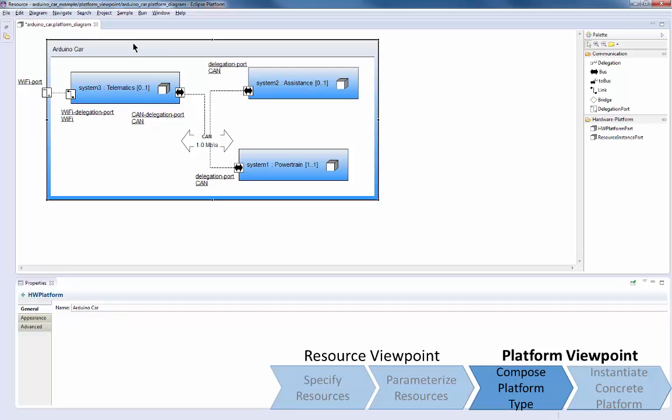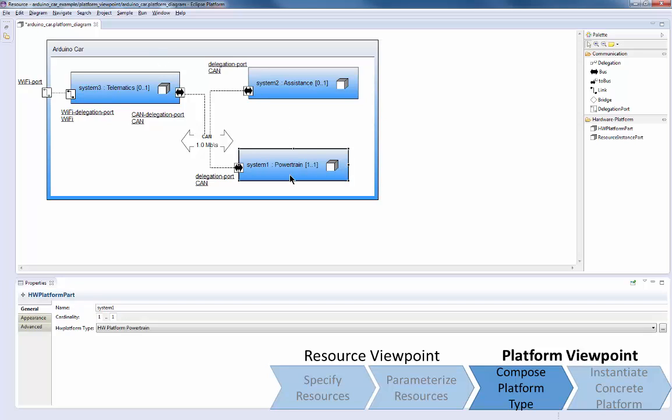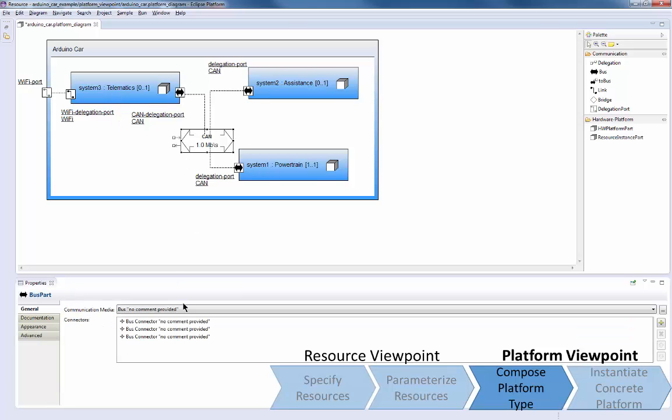Finally, the platform Arduino Car is composed of the former specified platforms: the mandatory powertrain system, the optional assistance system, and the optional telematics system. The systems are connected via a CAN bus to enable the internal communication.